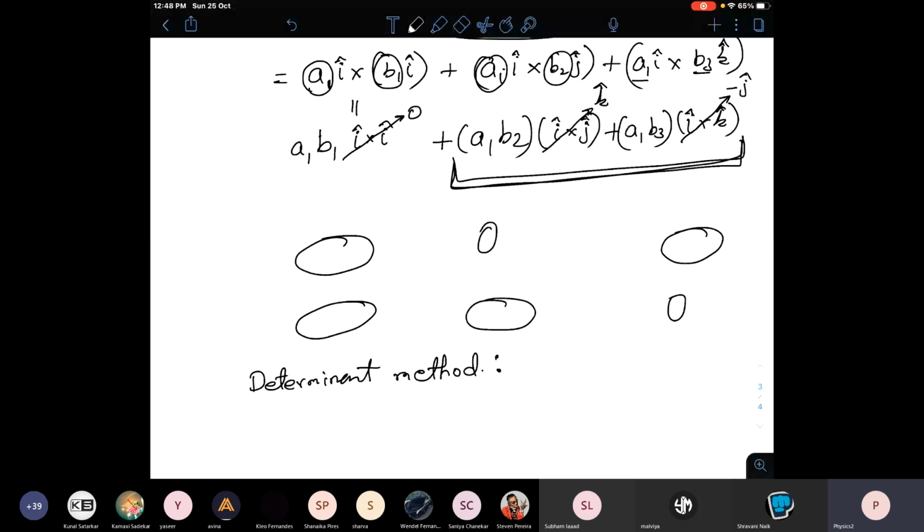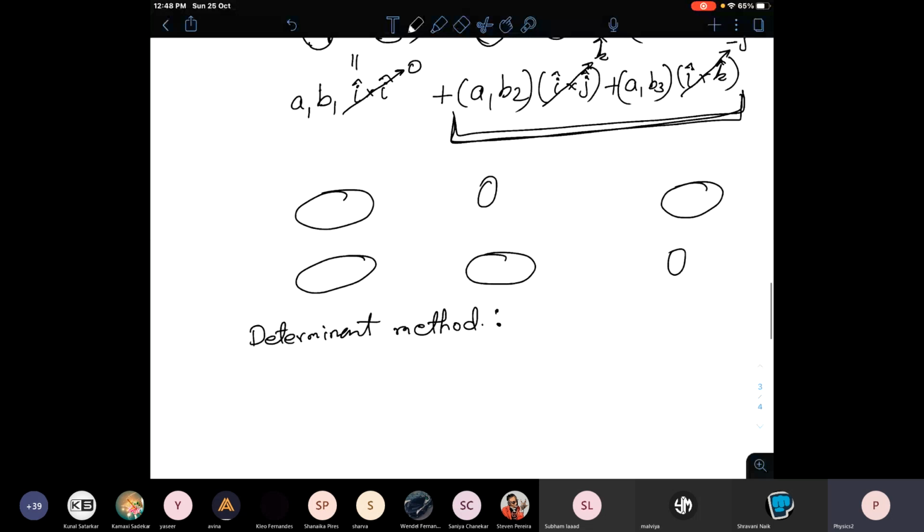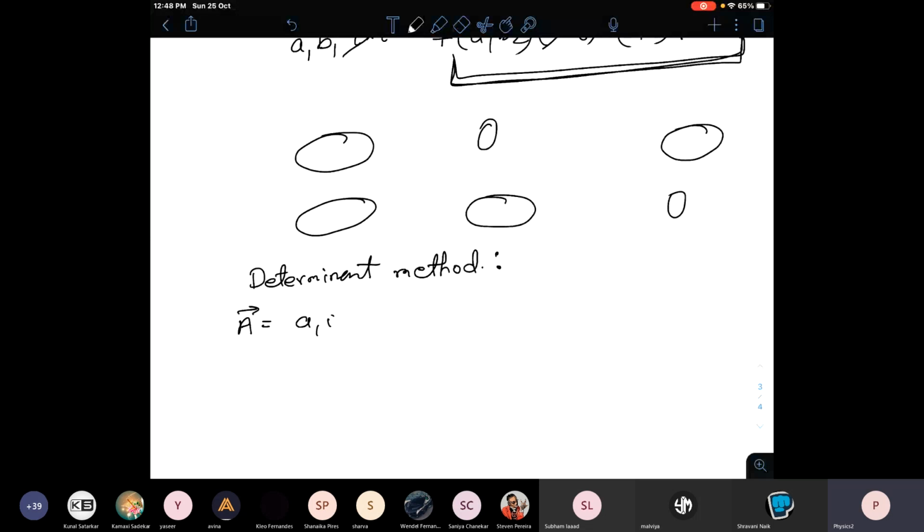To get an output from the matrix, you need determinant. So determinant is a mathematical function. You don't need to get into the depth of determinant and all that. You just need to understand how to calculate the value of a determinant. So how to use this determinant method is important for us. Now see, I have a vector a1 I cap, a2 j cap plus a3 k cap.